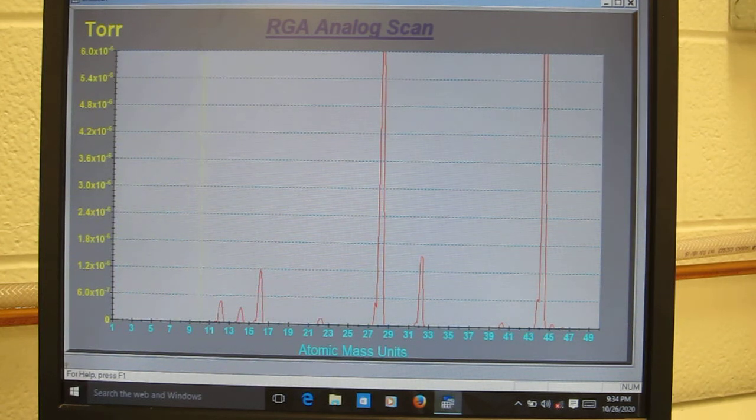Carbon dioxide illustrates the concept of fragmentation. Carbon dioxide itself, CO2, should appear at 44 AMU, which it does here. But a plethora of other peaks appear. These correspond to fragments of the CO2 molecule, for example, CO, O2, carbon, and oxygen monatomically.